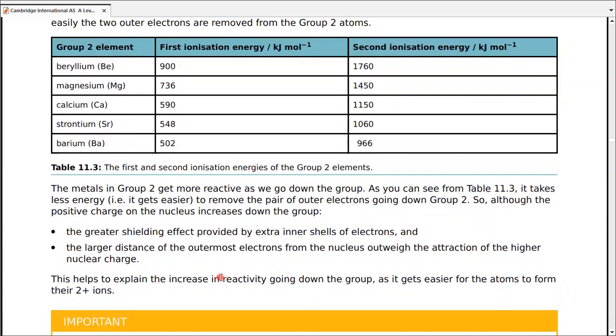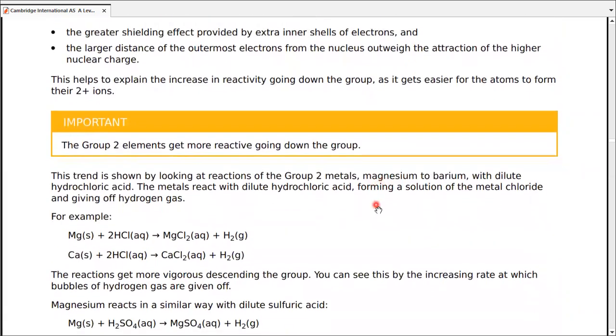Although the positive charge in the nucleus increases down the group, the greater shielding provided by extra inner shells of electrons, and the distance of the outermost electron from the nucleus, actually outweigh the nuclear charge increasing factor. So these two factors outweigh the nuclear charge increase. I hope you understand why the ionization energy still keeps on decreasing. This helps us to explain the increase in reactivity going down the group, because it is easier for the atoms to become plus two ions.